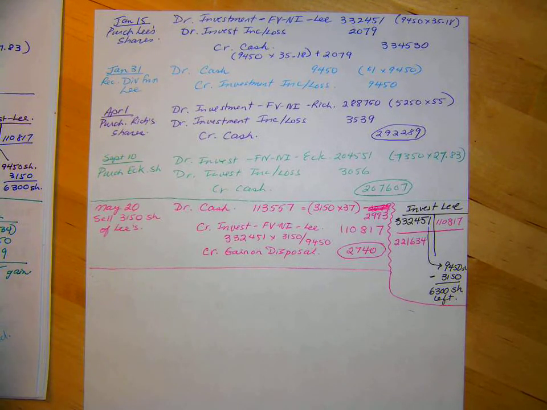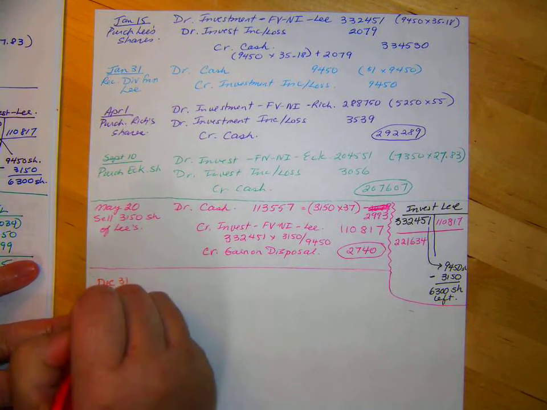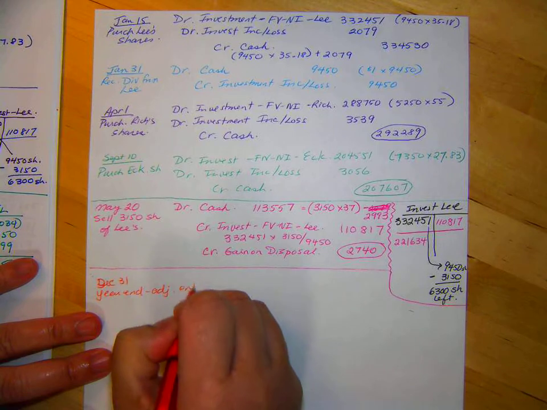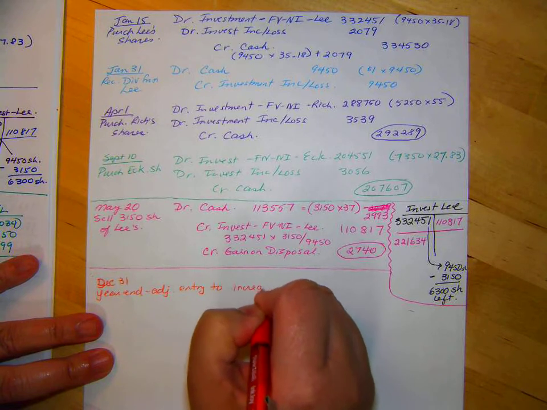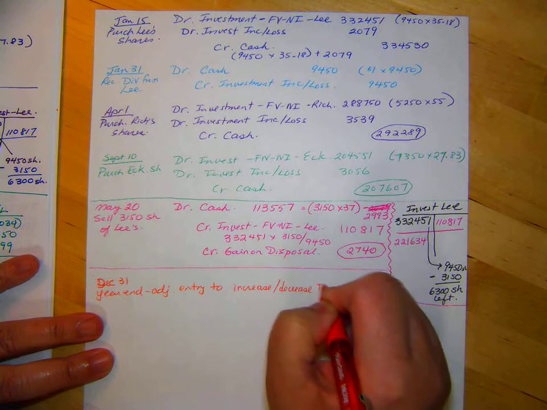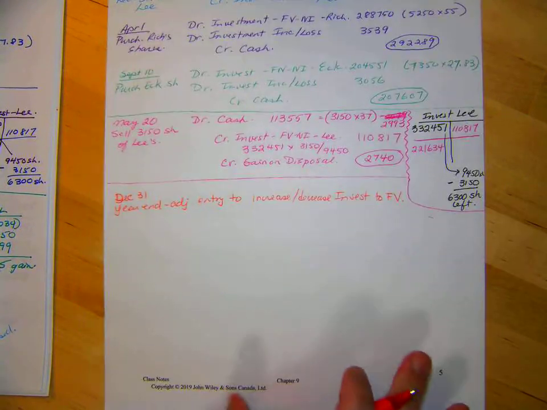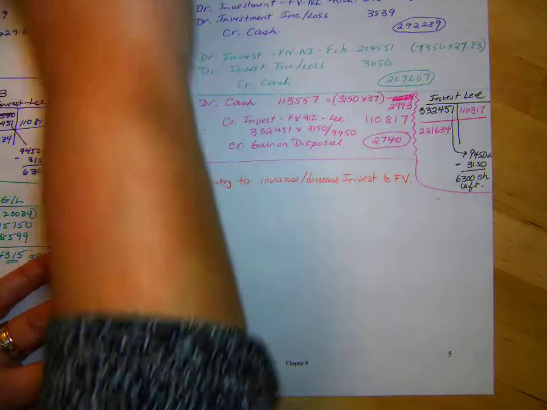Now the next time something happens is when? Year end. And what do we have to do at year end? We have to record year end. We need an adjusting entry to increase or decrease our investment to fair value. So, let's see what we have now.